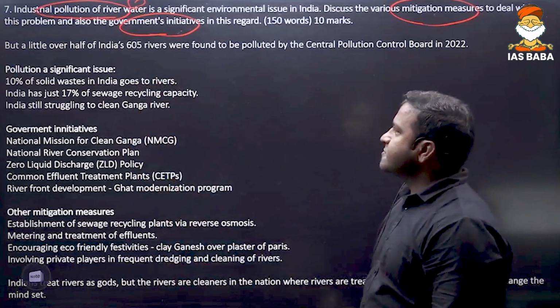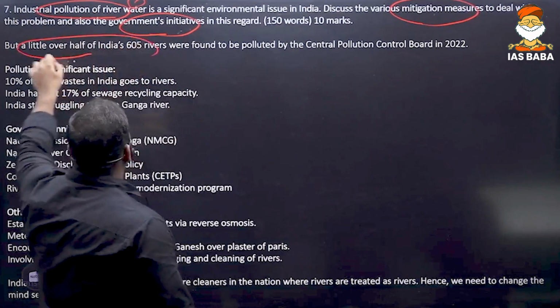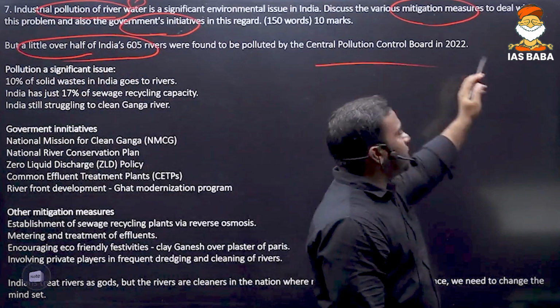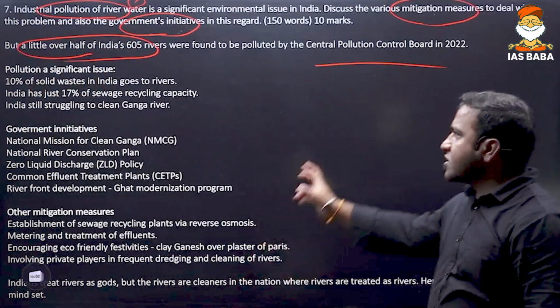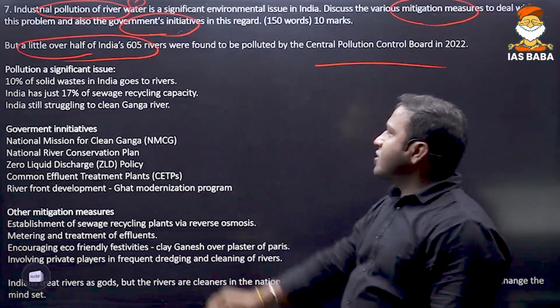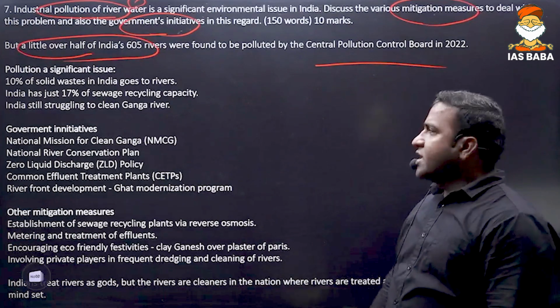Now, introduction. A little over half of India's 605 rivers were found to be polluted by the CPCB in 2022. A Central Pollution Control Board's report gave a half of over 605. That means 300 out of 600 rivers are being polluted by industries.